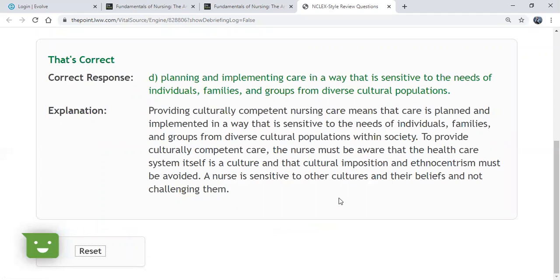All right, so culturally competent care means that the care is planned and implemented in a way that's sensitive or individualized to the person, their family, and their group. And sometimes we have to individualize to the family, because if I'm of a certain culture, the husband's going to make the decision, or if I'm another culture, the wife's going to make the decision. We know realistically in all cultures that women make the decisions. We just let the men think that they're making them.